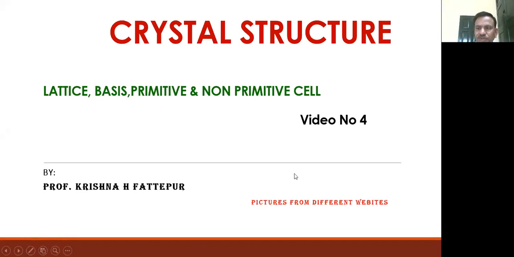Now I will discuss the crystal structure. There is a very important unit. I think you might have studied it in chemistry also. The same terminology, some of the basic definitions, are there in chemistry also. But students, remember, this is at the same time very tough to understand, because it requires more imagination.